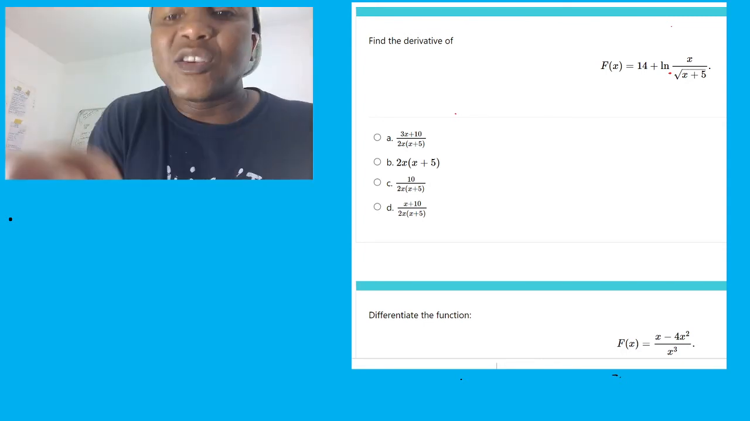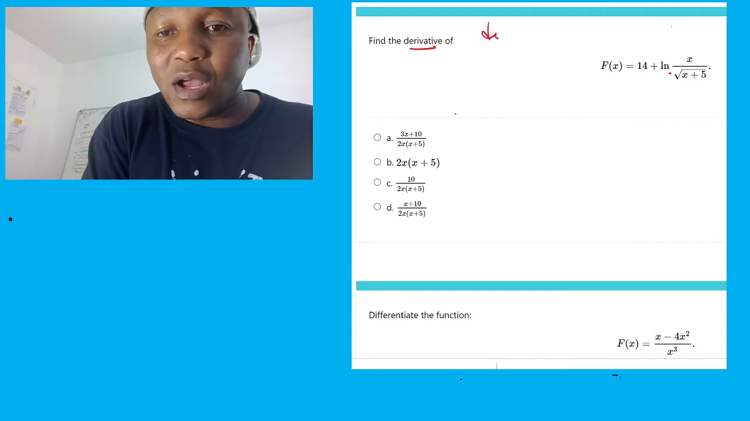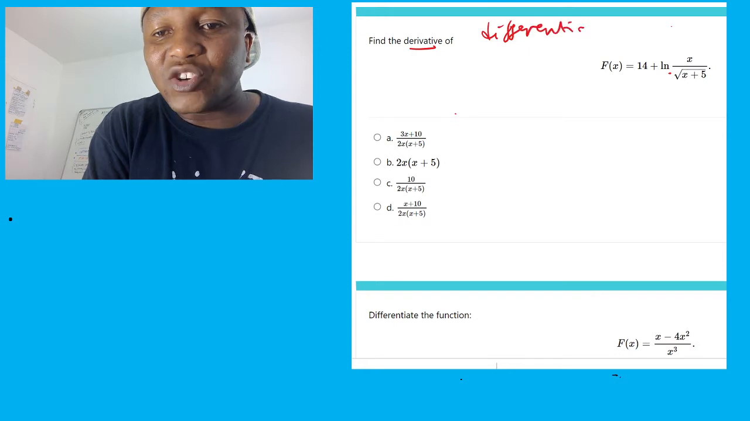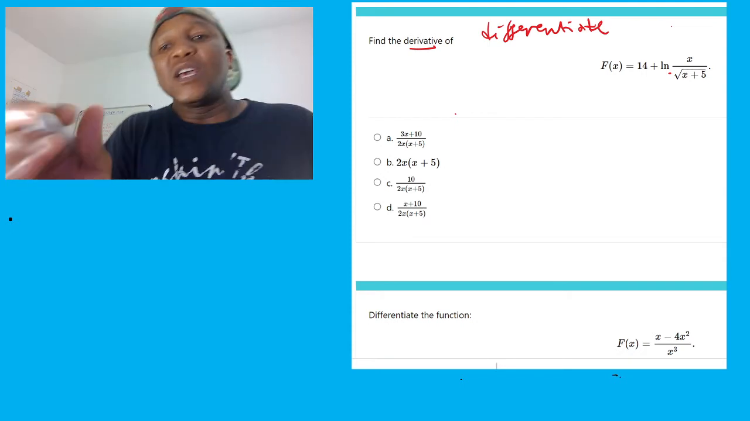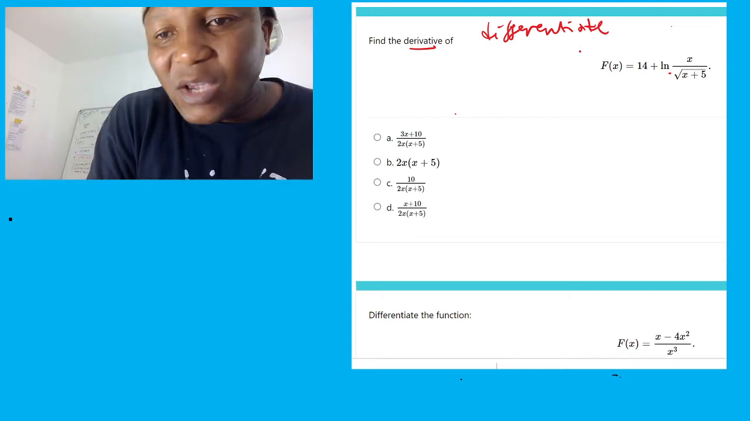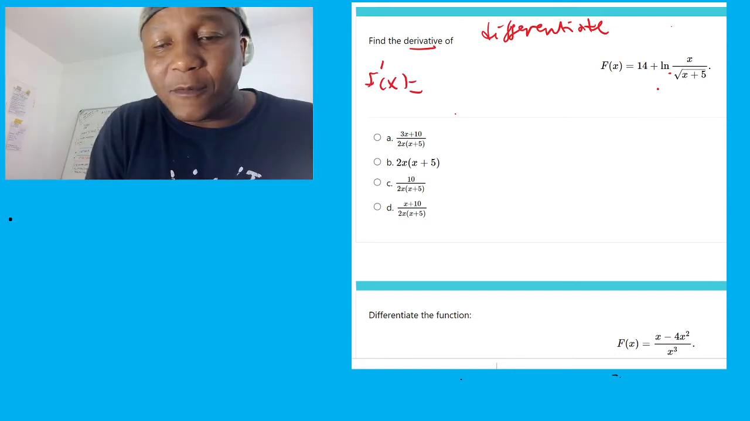So let's say derivative. If they say derivative or differentiate, it's the same thing, just another way of saying it. When you derivate f of x, and you derivate 14, it's going to give you 0, because 14 is a constant.